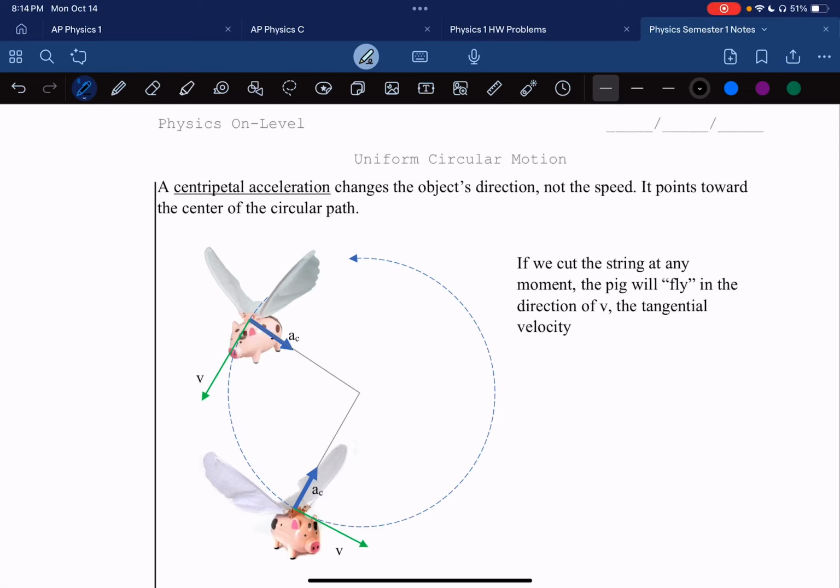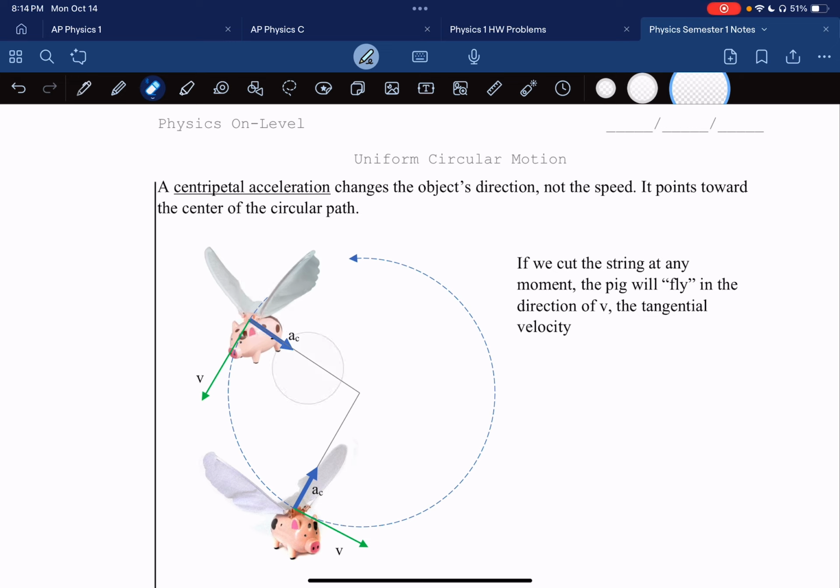Today we're looking at an object that moves in a perfect circle at a constant speed. And in class, we actually have this toy. It's a pig with wings on it. And at the top of the pig is a string, which is attached to the ceiling. And when you turn on the pig, its wings will flap and it wants to move in a straight line.